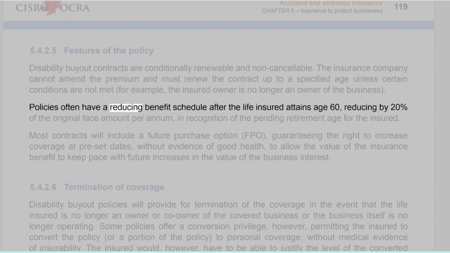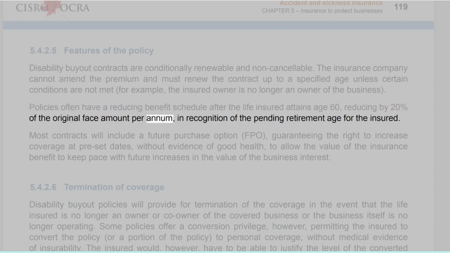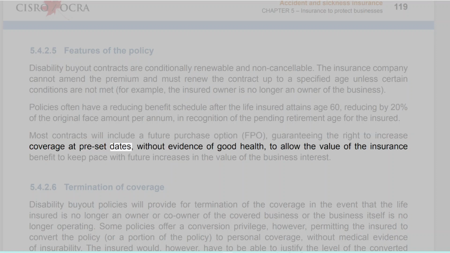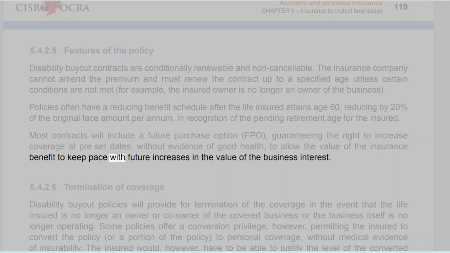Policies often have a reducing benefit schedule after the life insured attains age 60, reducing by 20% of the original face amount per annum, in recognition of the pending retirement age for the insured. Most contracts will include a future purchase option, FPO, guaranteeing the right to increase coverage at preset dates, without evidence of good health, to allow the value of the insurance benefit to keep pace with future increases in the value of the business interest.